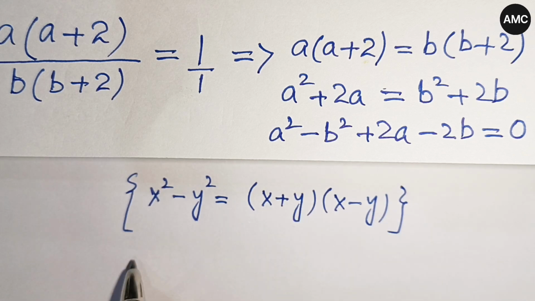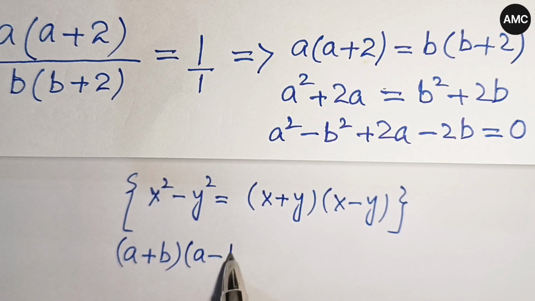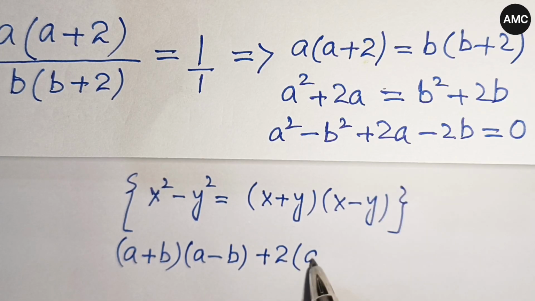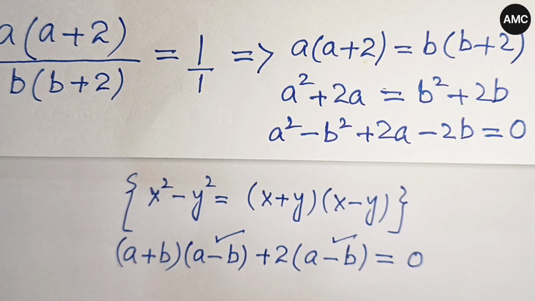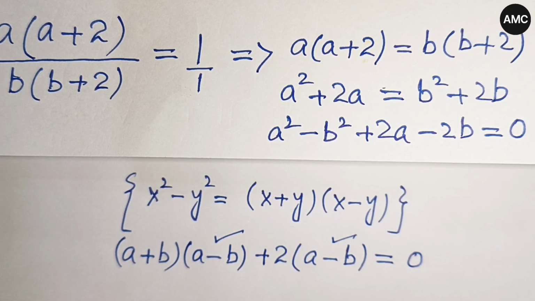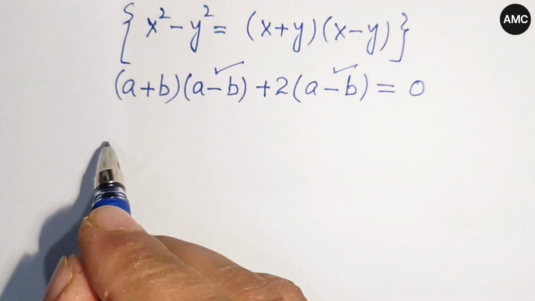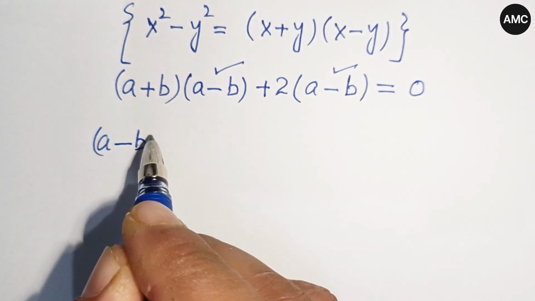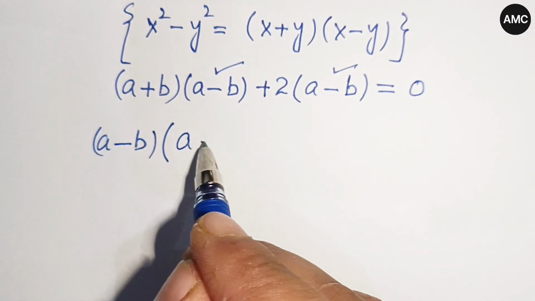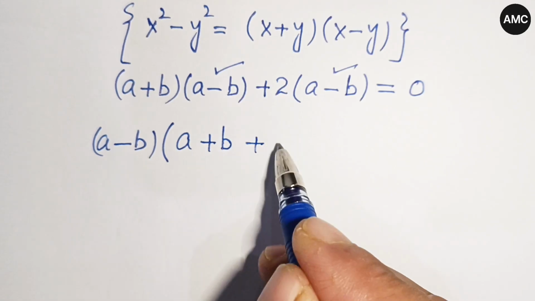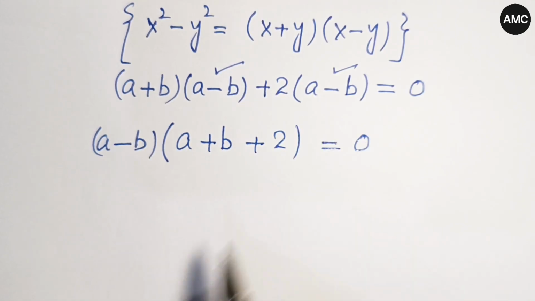So applying this identity here, we get (a plus b) times (a minus b), and here if we just take 2 as common, we have (a minus b) inside the bracket, that is equal to 0. Now we see that a minus b is a common term, so taking a minus b as common, we have (a minus b) times, inside the bracket, (a plus b plus 2), that is equal to 0.